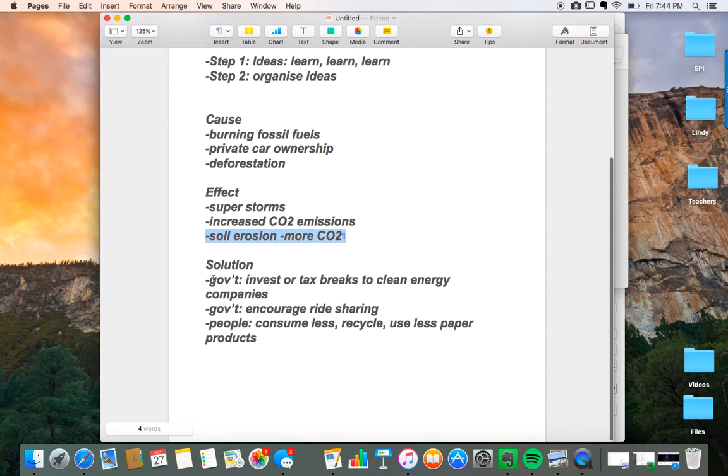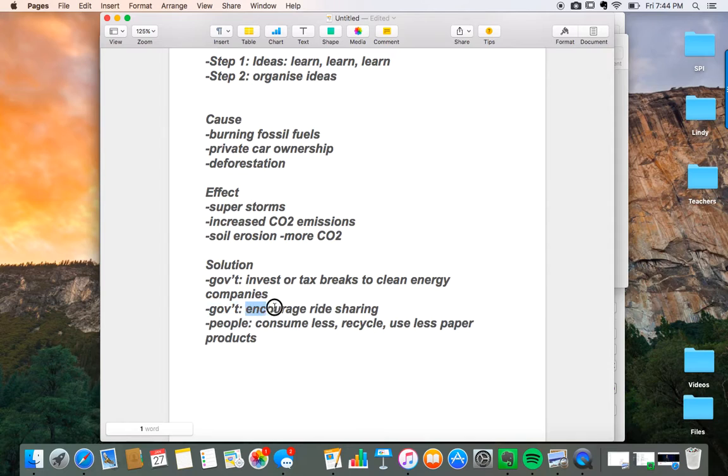Solutions, again, just ideas I've learned from reading a lot and listening. Investing in clean energy. All right, so that's a clear one for dealing with fossil fuels. Improve clean energy. Al Gore talks about that one a lot.